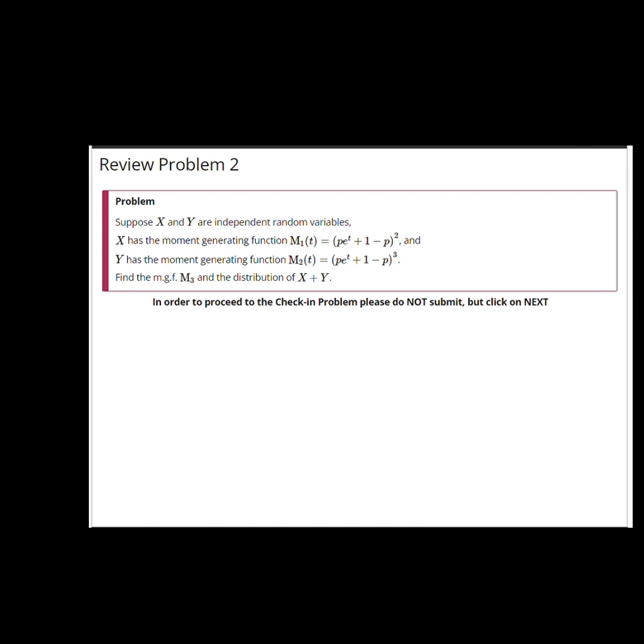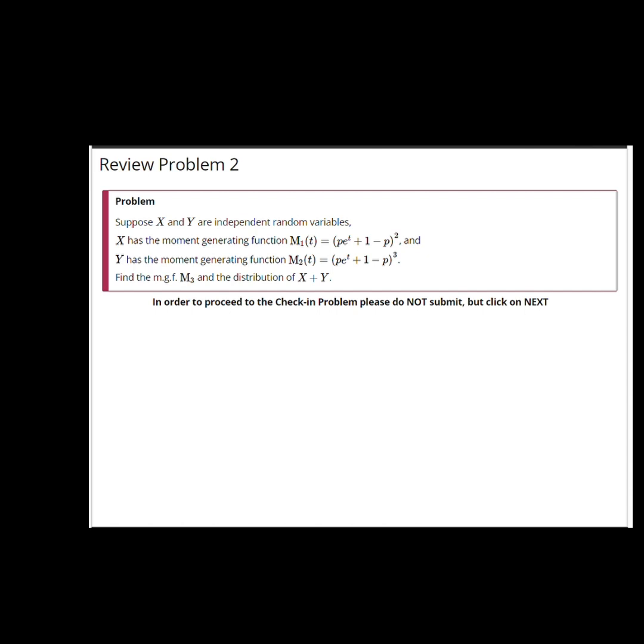Review problem 2. Suppose I have two random variables, x and y. X has moment generating function m1 of t, and y has moment generating function m2 of t. Suppose x and y are independent of one another. I'm interested in the moment generating function of their sum, x plus y. In this case, I've given you specifically what the two moment generating functions are, but the more general observation is that I can find the moment generating function of the sum of independent quantities using their individual moment generating functions.